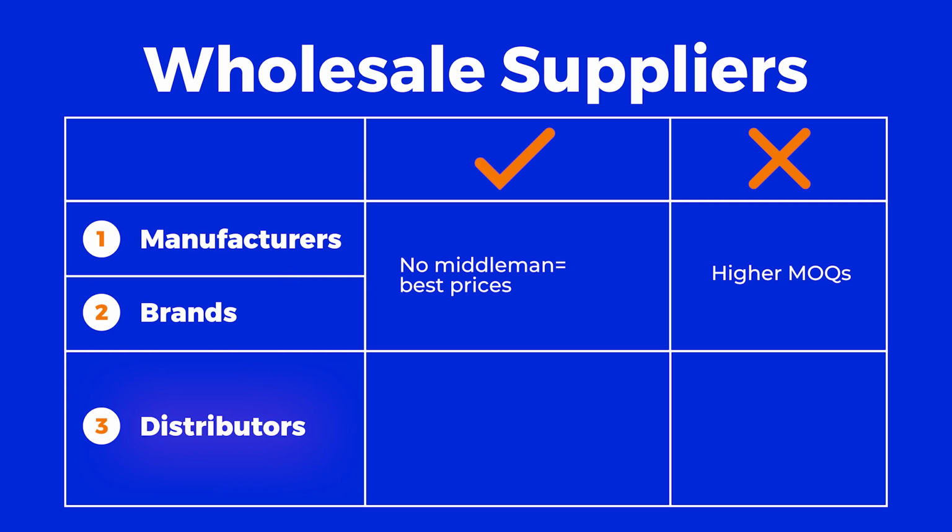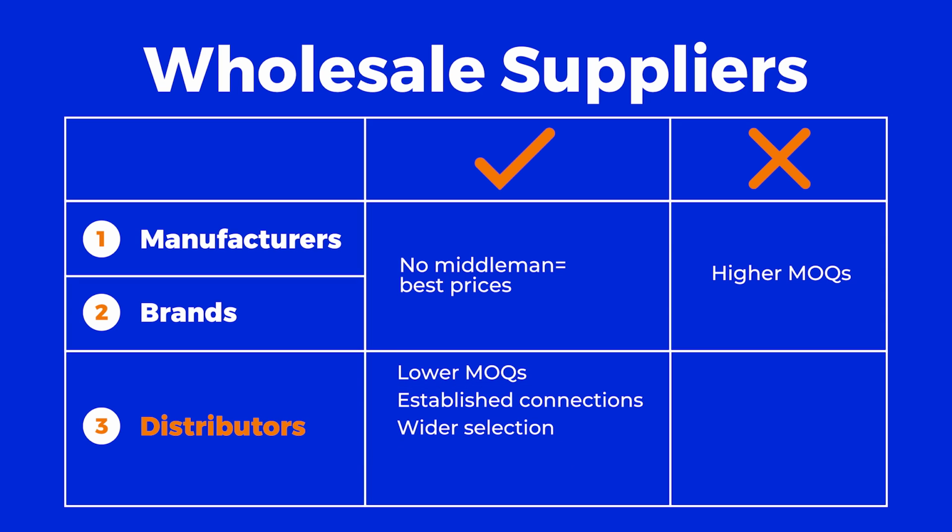Now, on the other hand, distributors, their main benefit is they offer lower minimum order quantities, so you may only have to spend a few $100s to open a wholesale account with those suppliers. And because they've done the hard work of contacting suppliers and they have these established connections, you have a much wider selection of products to choose from. So when you ask for an inventory list, you're not just going to get products from one brand, you may get products from hundreds of brands.